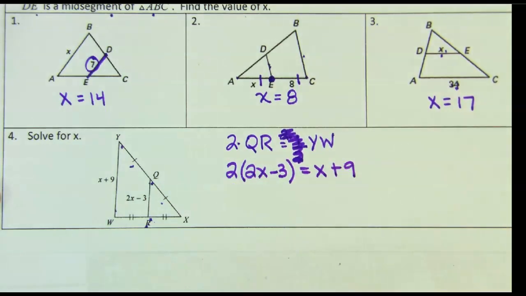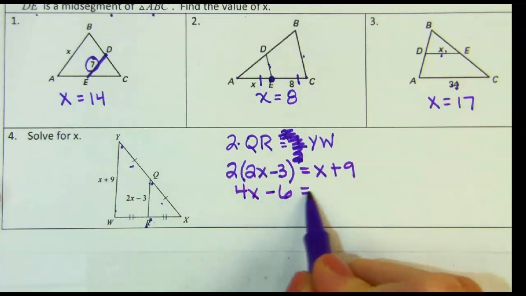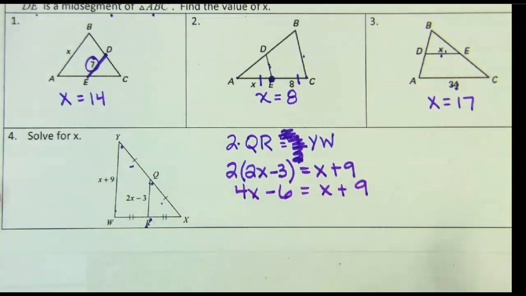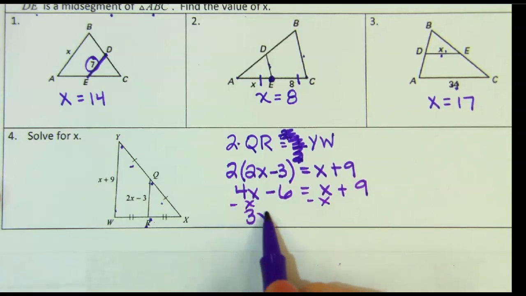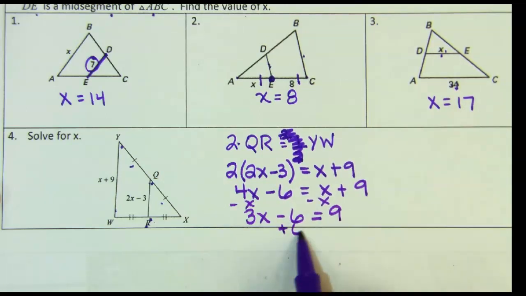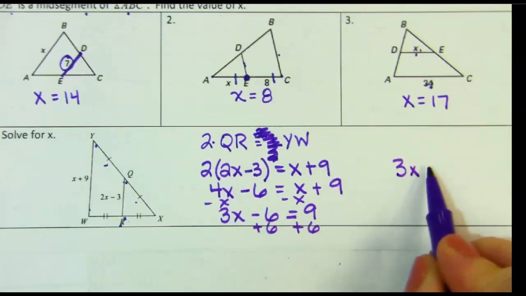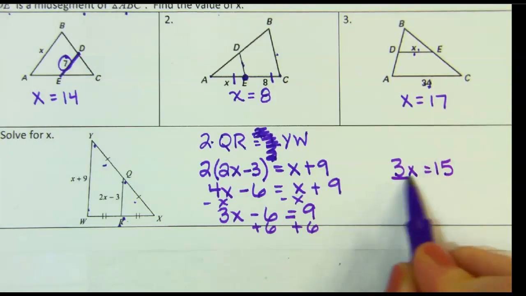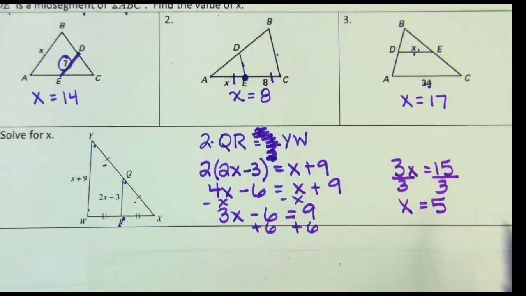So now I have an equation to solve. So I have 4x minus 6 equals x plus 9. Bring the x to the other side. I have 3x minus 6, excuse me, equals 9. Add 6 to the other side. I get 3x equal to 15. Divide by 3. X equals 5.